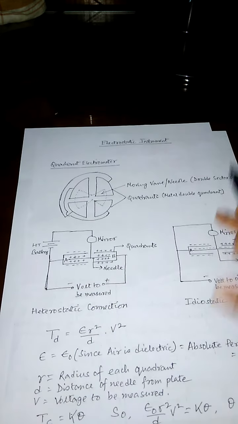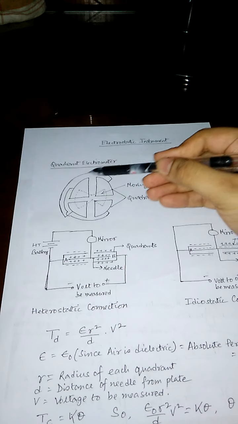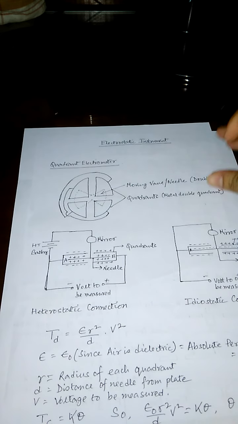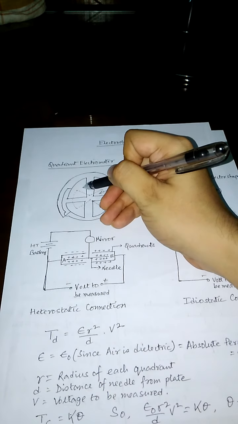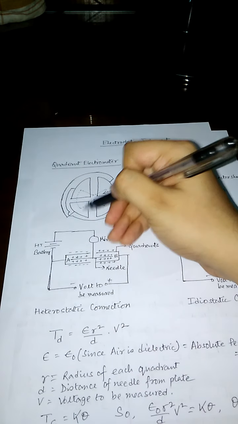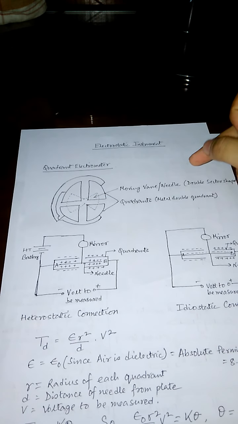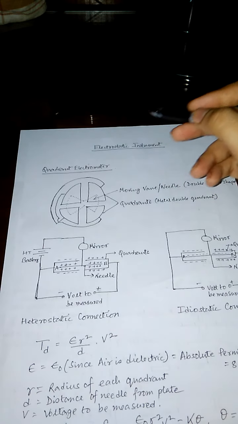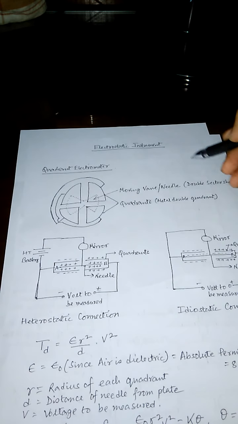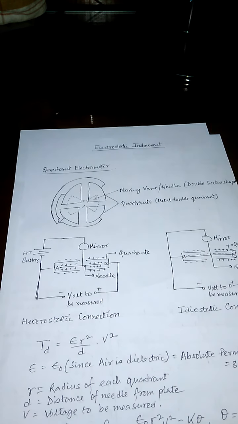Now what is a quadrant electrometer? See, this is a basic construction diagram of a quadrant type electrometer. Now there are four parts: first part, second part, third part, fourth part. These four are called metal double quadrants arrangement, and it consists of four fixed metal double quadrants arranged to form a circular box, 1 2 3 4, and also there is a moving vane or needle that is double sector shaped.